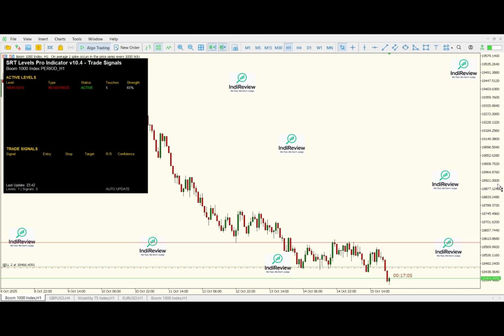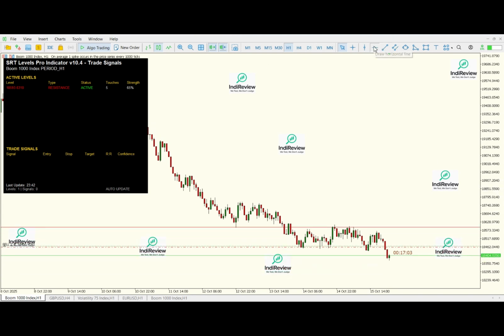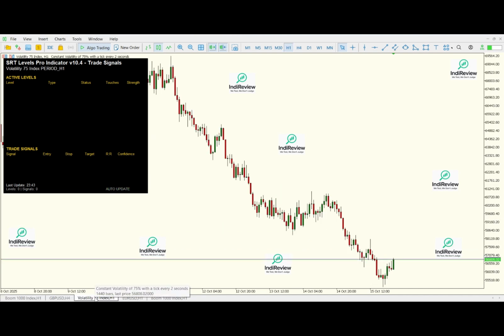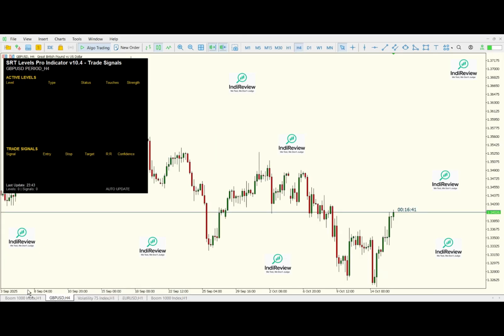If I put another line below here, that identifies as a support, right? Because it's below the market. So with the current feature, you don't need to label the objects that you draw on the chart. So that's basically what we have. Let's go to the chart.